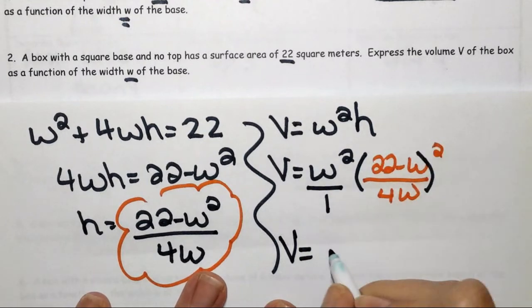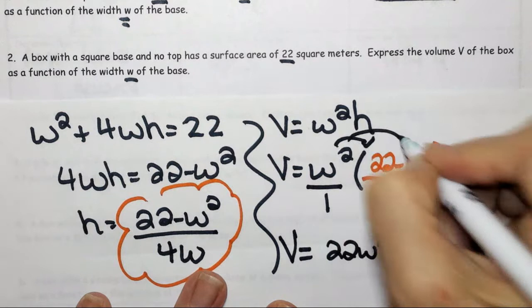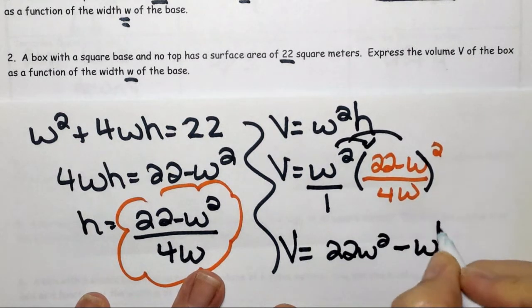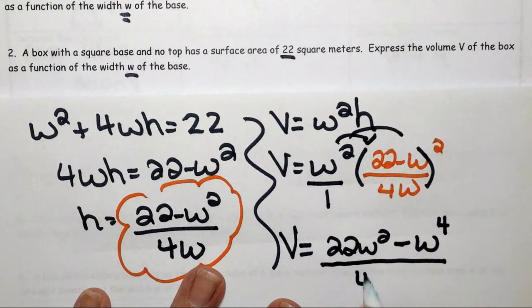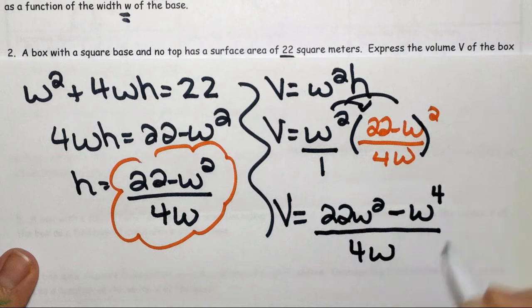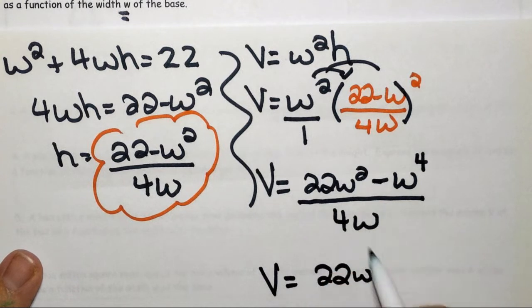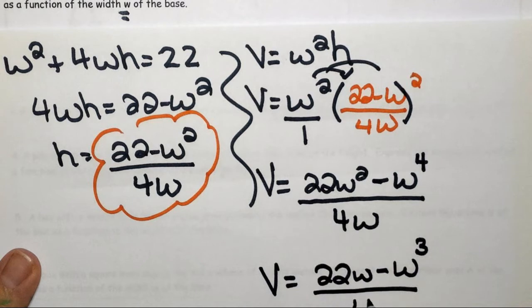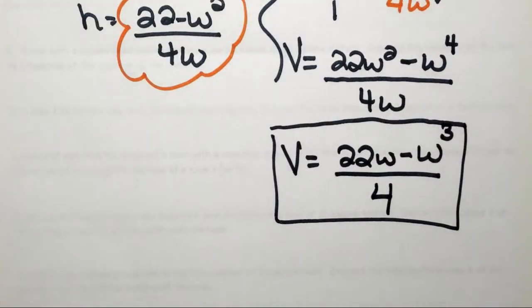So I'm going to distribute. I get 22W squared minus W to the 4th all over bottom times bottom, which is going to give me 4W. Now, as I look at all 3 terms, they all have a W. So I'm going to take 1 W out of all. So 22W to the 1st, I'm going to take 1 away, minus W to the 3rd, I took 1 away, all over 4 because I took 1 away. That's my final answer.